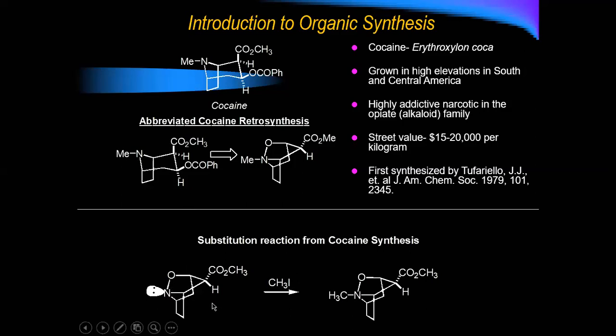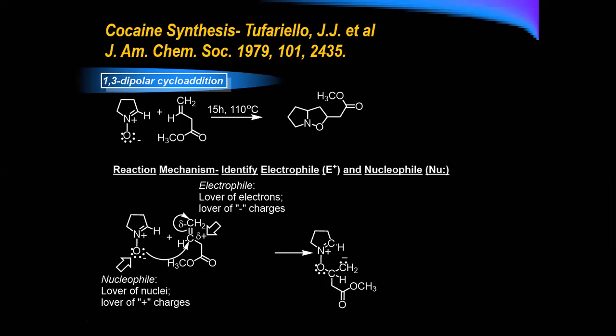All right. Wouldn't the nitrogen be a nucleophile because of the electrons that are able to be donated? And then that will make this your electrophile, right? So that's how you methylate that nitrogen. All right. So let's look at the synthesis, the actual cocaine synthesis, or part of it anyway.